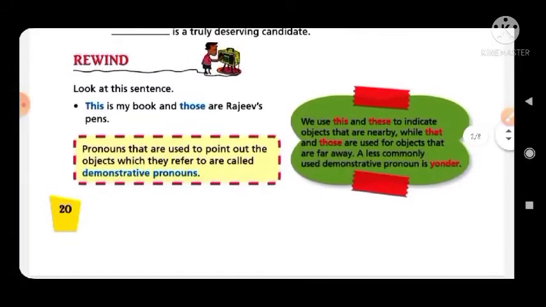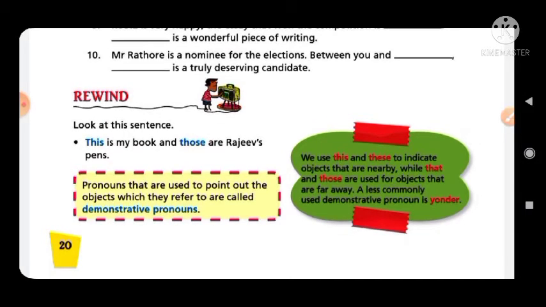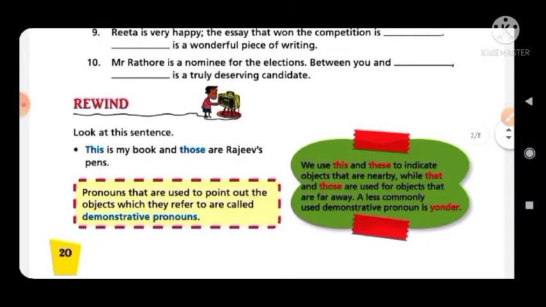The third topic is the demonstrative pronoun. First we will learn the definition of the demonstrative pronoun, how we can use it, and which words are used as demonstrative pronouns. So listen to the definition: pronouns that are used to point out the object they refer to are called demonstrative pronouns. It means pronouns that are used to point to nouns are called demonstrative pronouns.